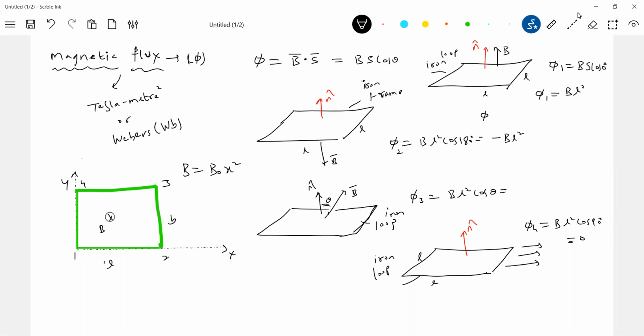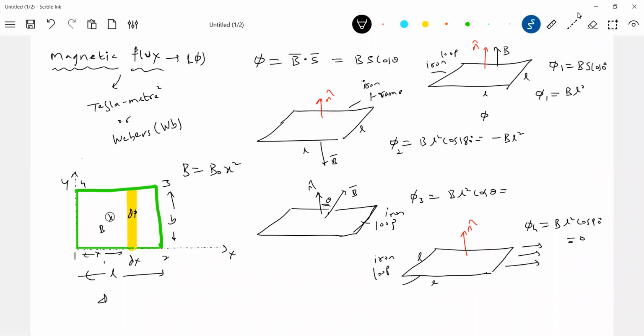If B is uniform, then what we do? B bar into area. If B is non-uniform, then what we do is we'll take an elemental structure. So what is the best elemental structure here? We'll assume a rectangular strip. Let this be dx at a distance x. What is the flux linking this elemental strip?